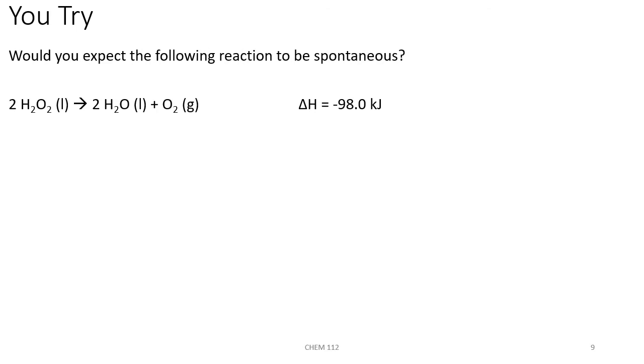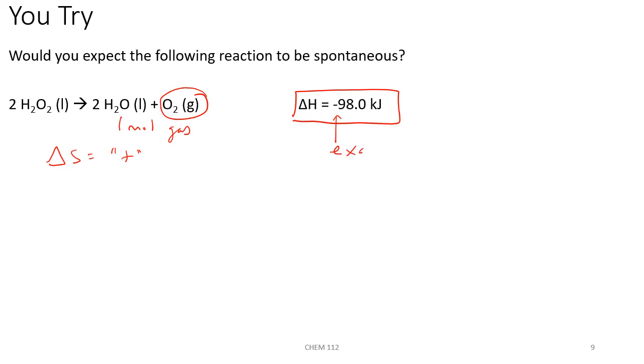Let's try another example. Would you expect the following reaction to be spontaneous? We have 0 moles of gas on the left-hand side, and we formed 1 mole of oxygen gas on the product side. So our entropy change should be positive for this reaction since we formed some gas, which increased the disorder greatly. Our enthalpy change, or our delta H, is negative 98 kilojoules. So we have an exothermic reaction, and that's favored for spontaneous change.